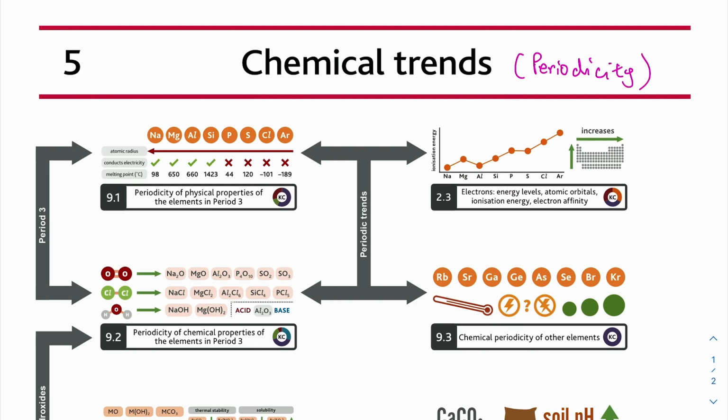So it's what happens down a group or across a period, or how we classify together a period of elements like transition metals. Why are they called transition metals? Why are some elements S block elements? Why are some P block elements, etc., etc.